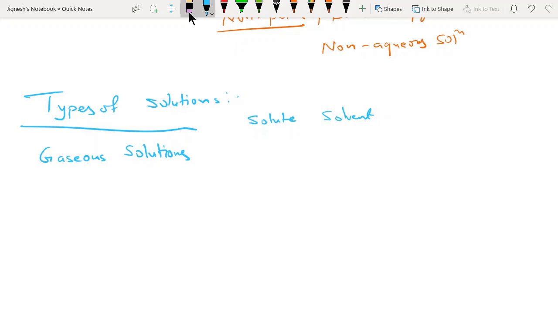So what is this all? Let us understand. If I have a solvent and solute, this solute is gas, liquid or solid. In the same way, my solvent, if it is a gaseous solution, then keep it in your mind, it is always gas.